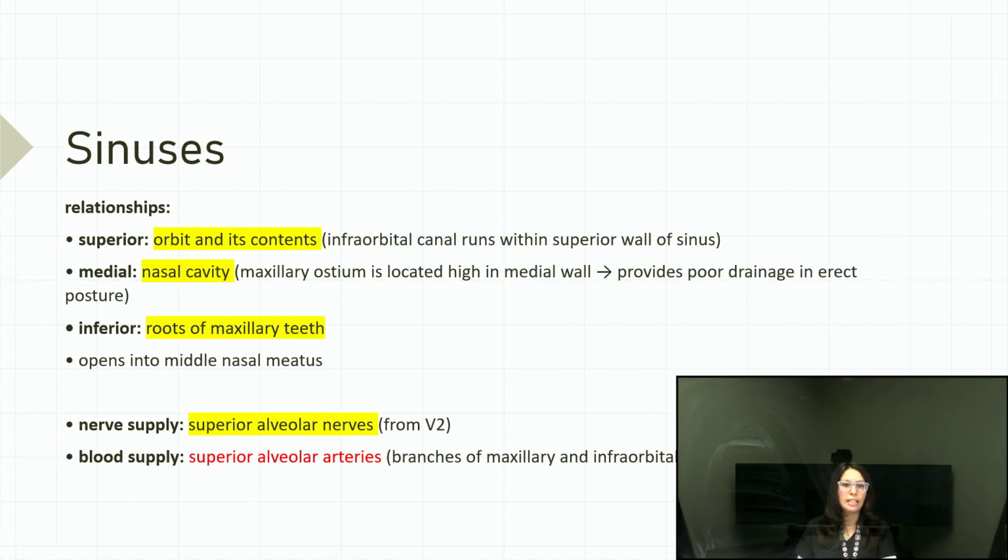So in general, the superior relationship is going to be the orbit and its contents, right? So your orbits. Your medial relationship is going to be the nasal cavity. The inferior relationship is going to be the roots of the maxillary teeth. And the nerve supply for the sinuses typically is going to be the superior alveolar nerves from V2, or trigeminal branch 2. And then your blood supply is going to be the superior alveolar arteries.